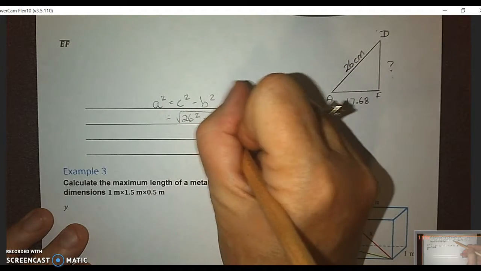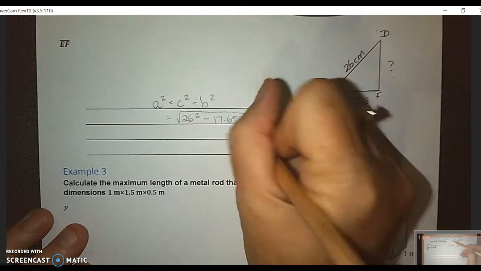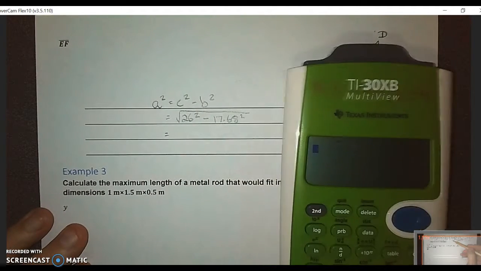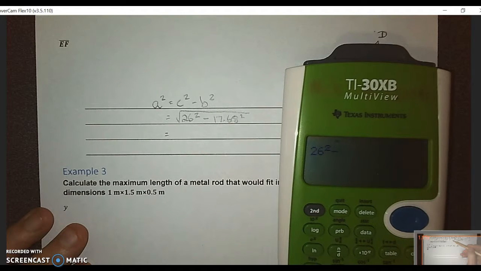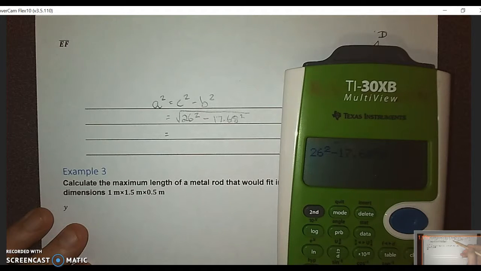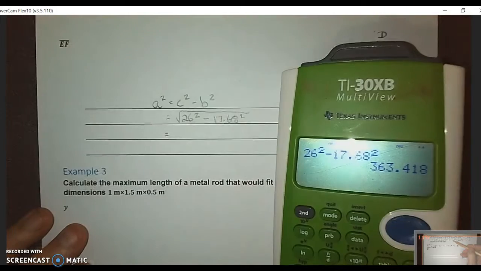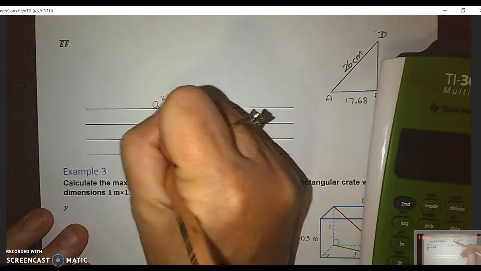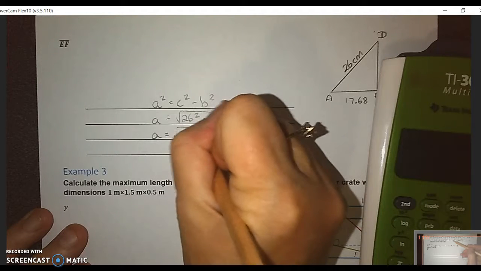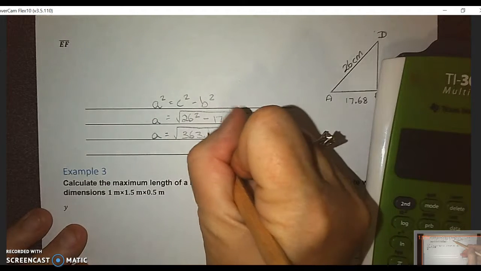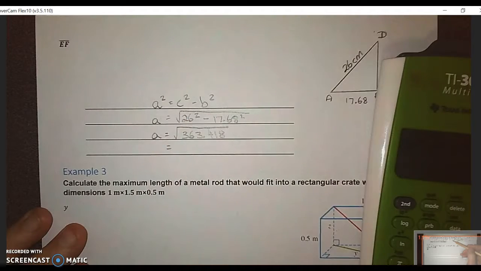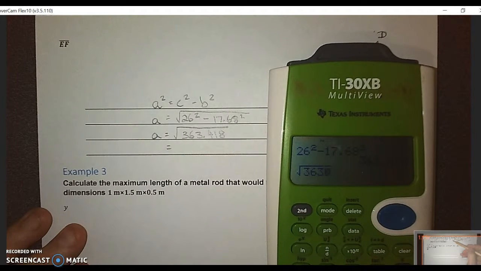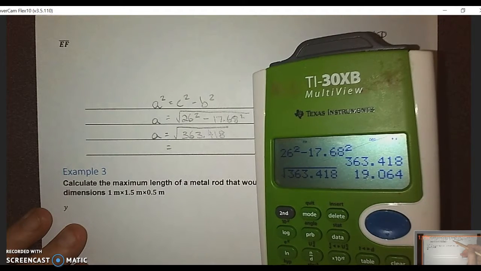We're taking away 17.68 squared. So 26 squared take away 17.68 squared gives 363.418. Then the square root of 363.418, and we get 19.06.